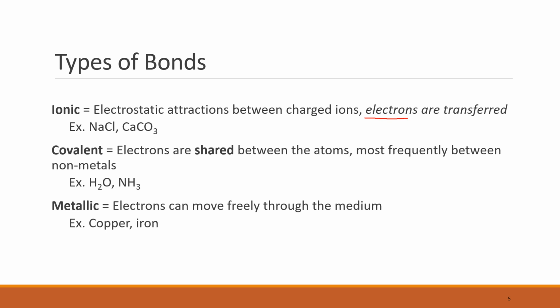Now, a third type that I don't think we've discussed yet is metallic bonds. Just to know they exist is the main point here. So metallic bonds are between two metals, as you can guess, since they're metallic. And in metallic bonds, the electrons actually move freely through a medium. So all you need to know about metallic bonds really is that they exist and they're between two metals. We're not going to be discussing them much further.